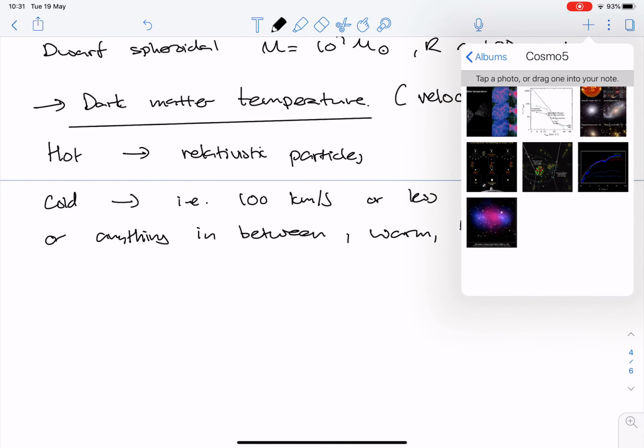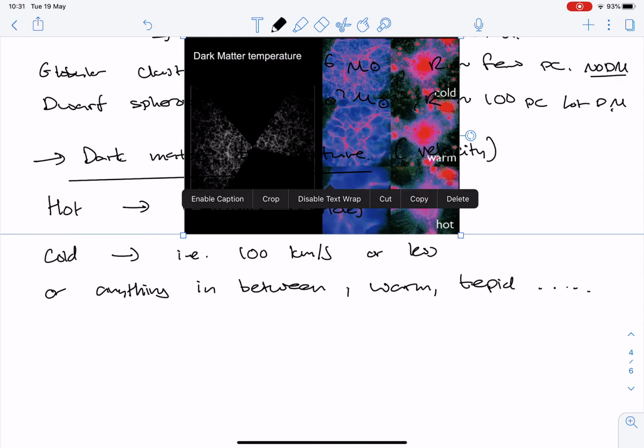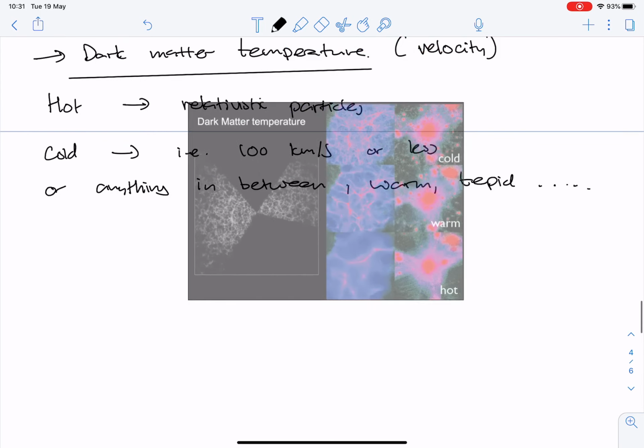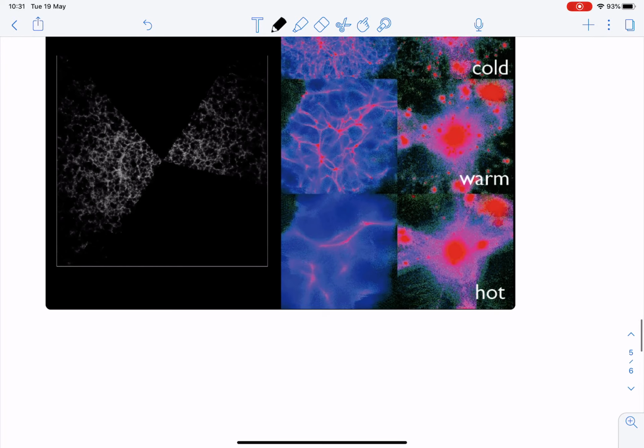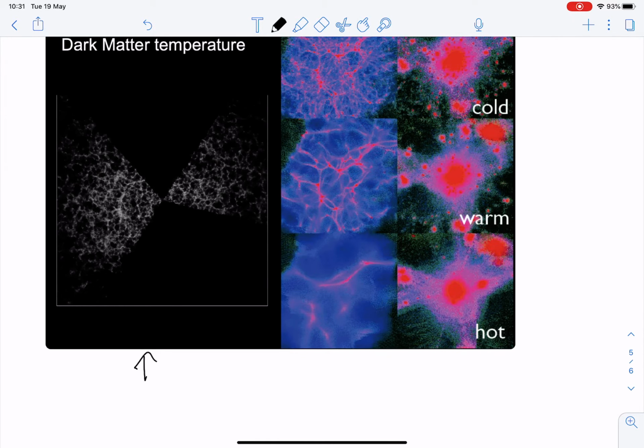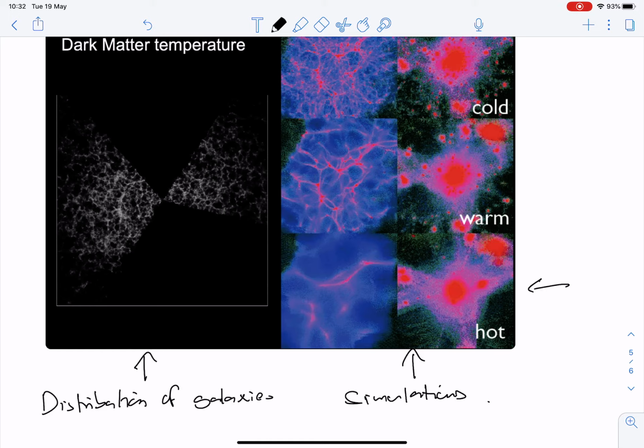And so if I look, for example, now at simulations of what dark matter will do, what we have on the left here, this is actual data. So this is the distribution of galaxies in space. And this is simulations of cold, warm, and hot dark matter. And you can kind of see what happens. So if dark matter is hot, the particles move very quickly.